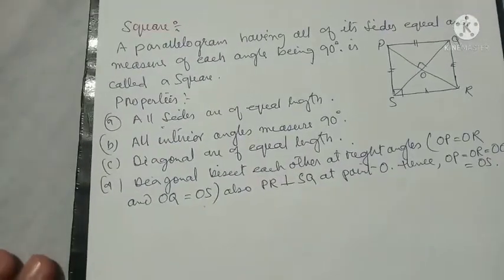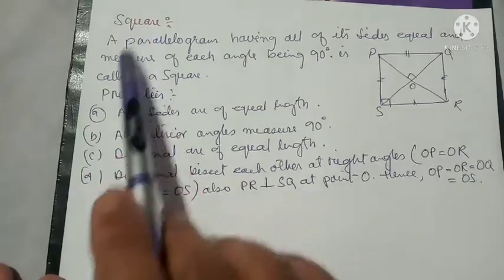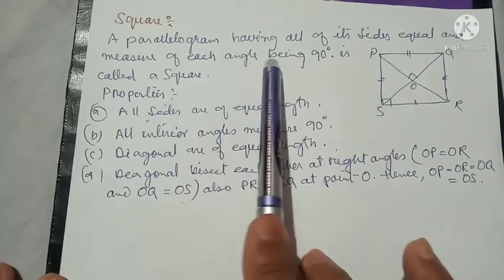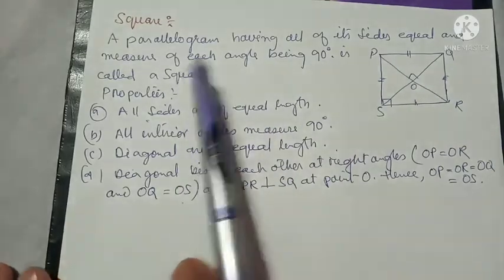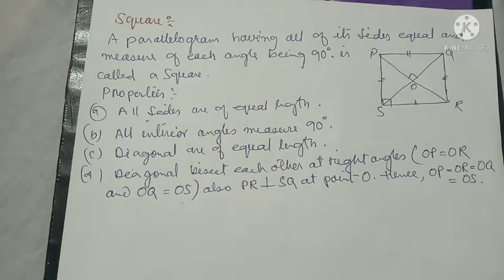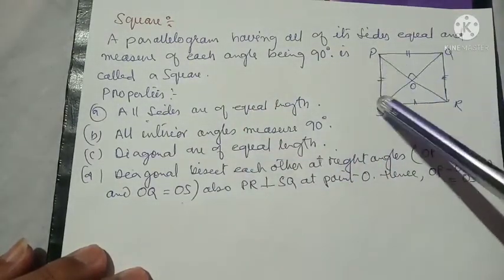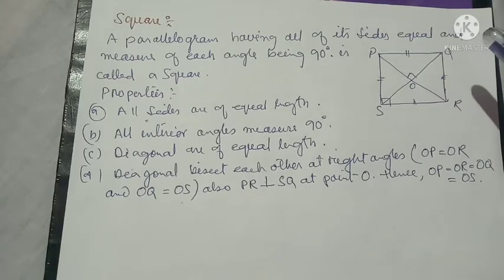Let's see the square. A square is the last special parallelogram. A parallelogram having all of its sides equal and the measure of all its angles being 90 degrees is called a square. When is a parallelogram said to be a square? When all the sides are equal and all the angles are 90 degrees, that means all the sides should be equal and all the angles should be right angles. At that time, the parallelogram is said to be a square.